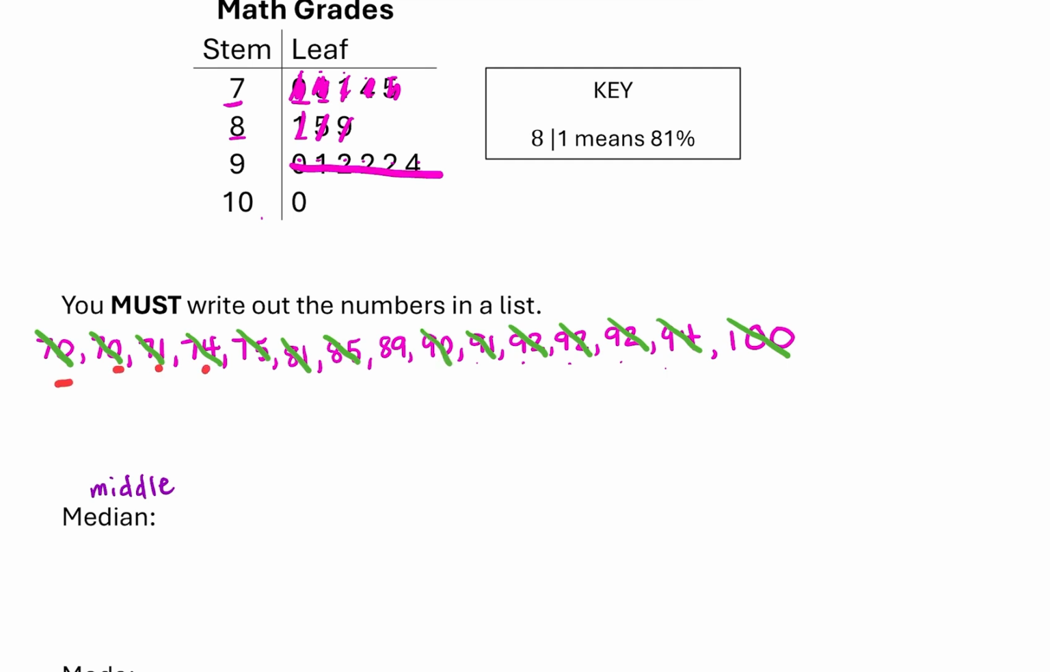1, 2, 3, 4, 5, 6, 7. So since I have the same amount marked out on both sides, I only have one number in the middle, so my median is 89. Done. All right, next is mode.